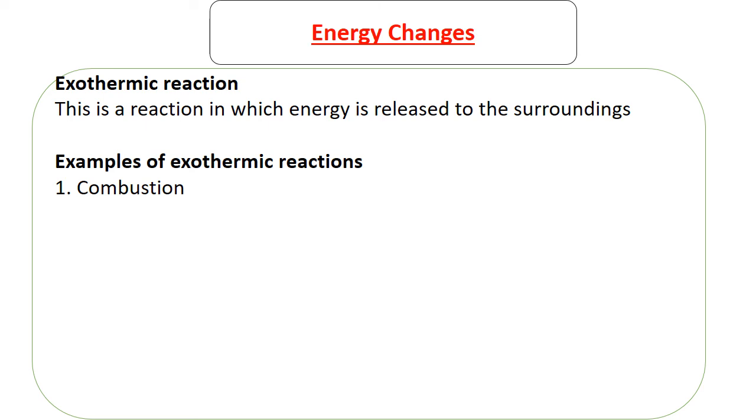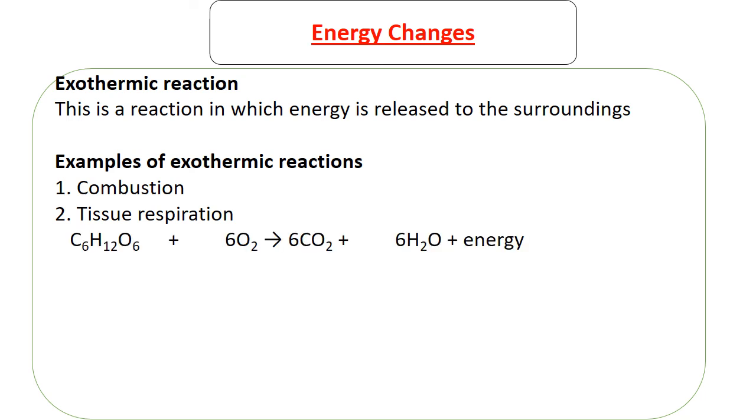During combustion, heat is released. Second is tissue respiration. Tissue respiration is the process that produces energy in our body. When you eat food, that food has to be broken down, and the breaking down releases energy, the energy that we use to do our muscular activities and the likes. So this is the reaction of tissue respiration. It is in a way opposite of photosynthesis. Glucose reacts with oxygen to form carbon dioxide and water and energy.